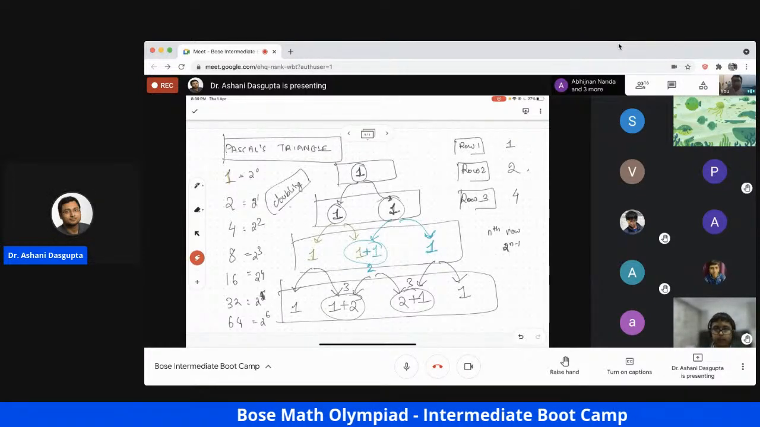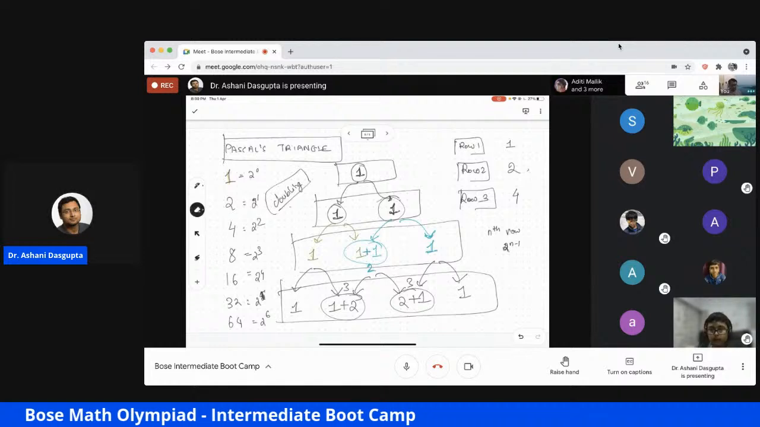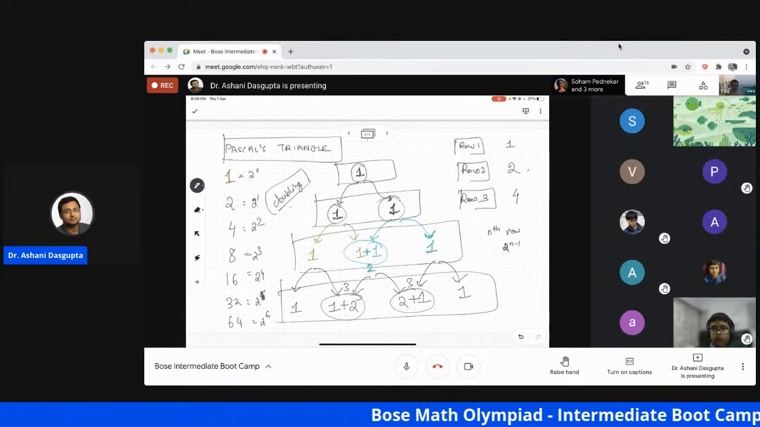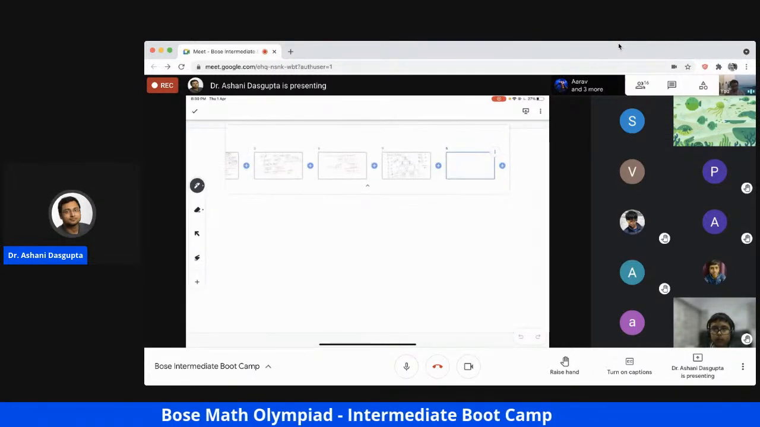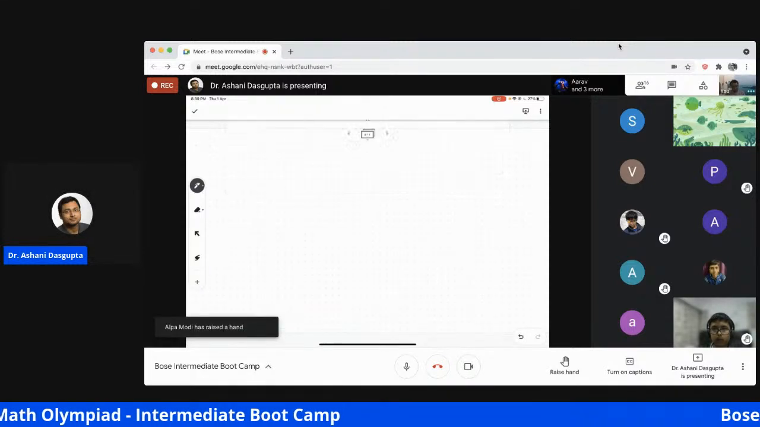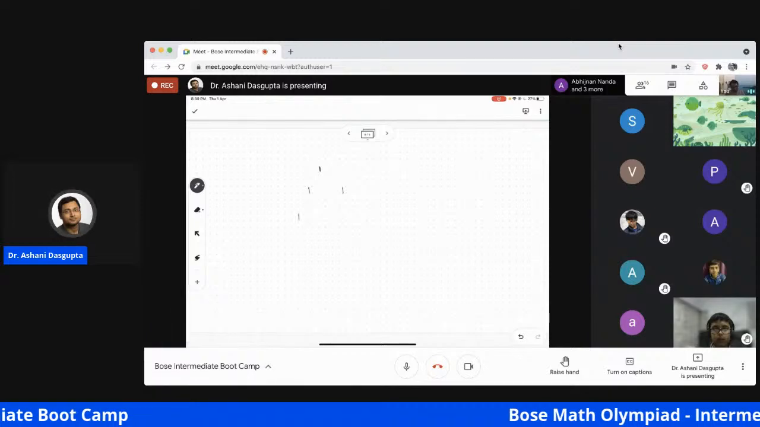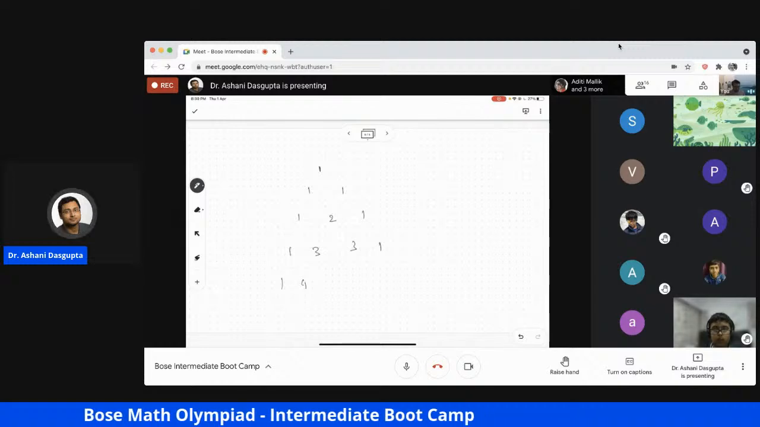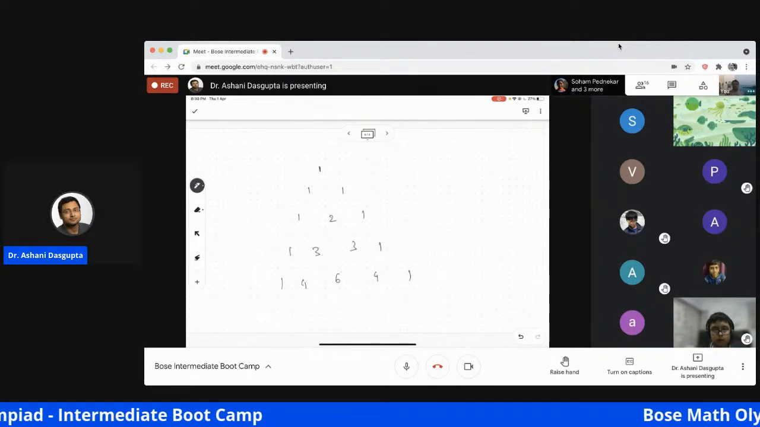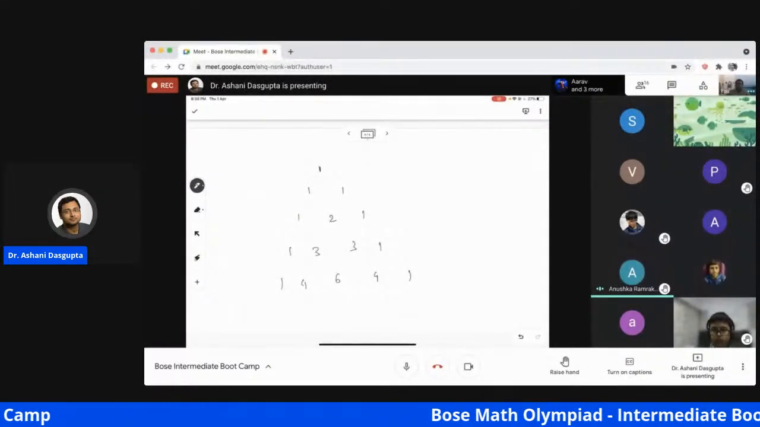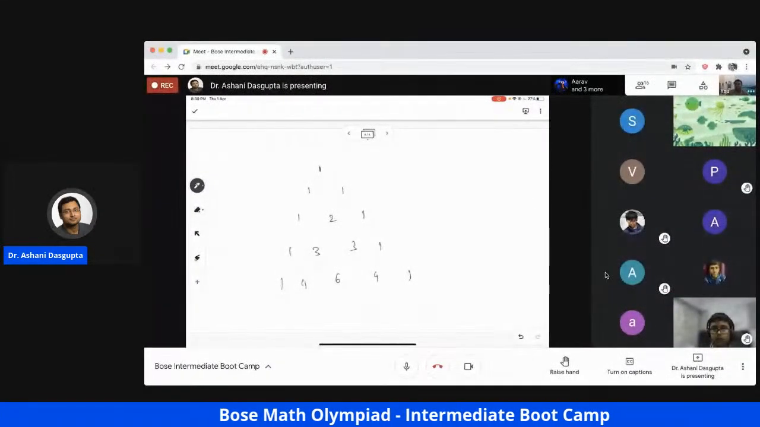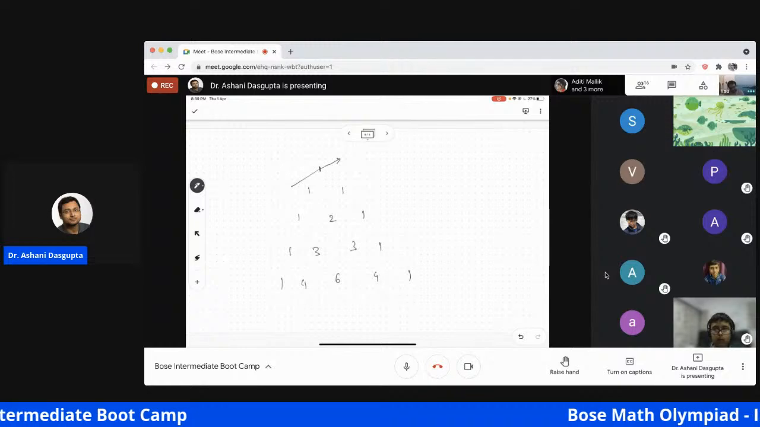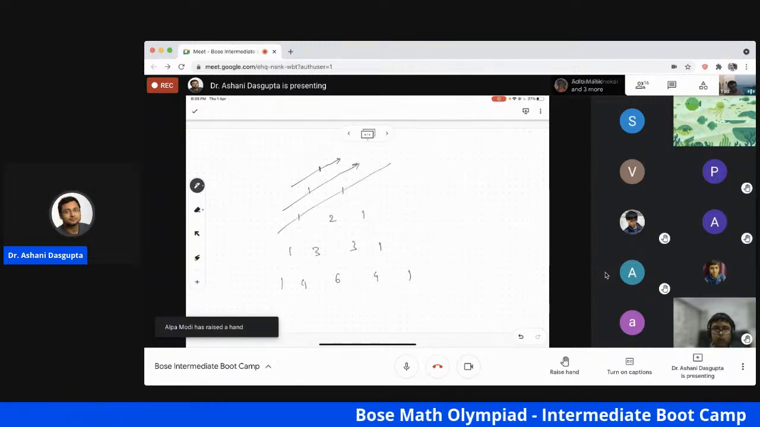Now let's do an experiment with this process. Instead of looking at the sum of the rows, let's look at 1, 1 1, 1 2 1, 1 3 3 1, 1 4 6 4 1, something like this. We are getting something like this. So what happens if you look at the diagonals like this? Something will be happening here.